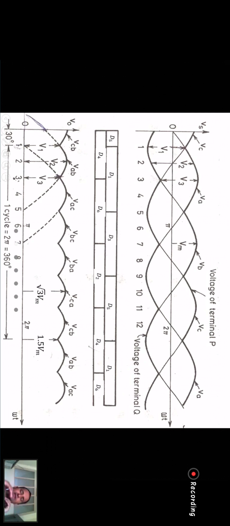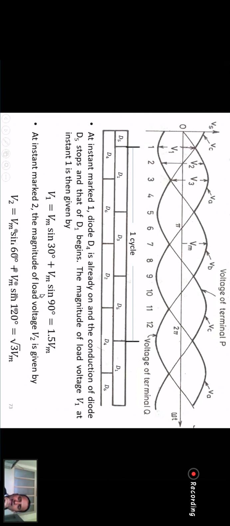Diodes have to conduct in sequence. At instant 1, when D5 stops conducting, D4 is already in the conduction mode, and D1 will start conducting. At instant 2, D1 and D4 are already in the conduction mode. At instant 3, D4 will stop conducting, D1 is already in conduction mode, and D6 will start conducting. So this is the sequence.